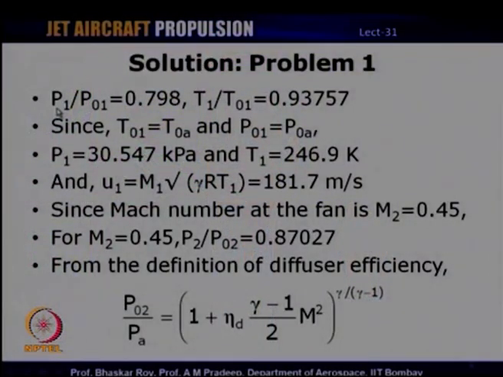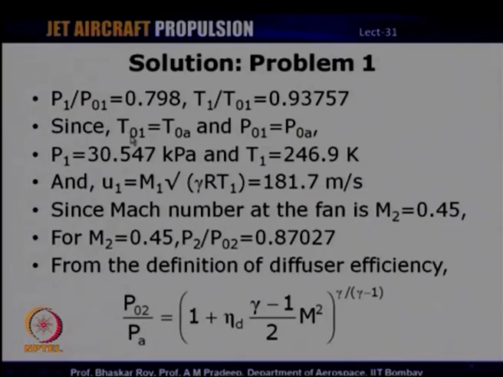So, for this Mach number we have just now calculated, which is 0.577, we can now calculate the temperature and pressure ratios. If you go to the gas table, again you will find the pressure ratio, that is static to stagnation pressure ratio, P1 by P01, which is 0.798. The corresponding temperature ratio for the Mach number that we have seen, T1 by T01, is 0.93757.